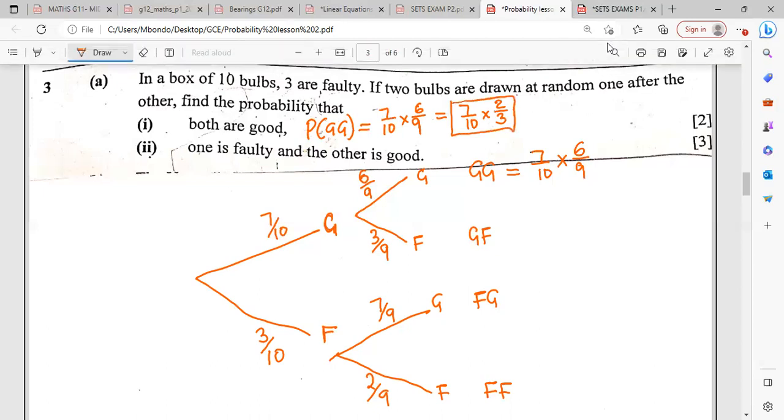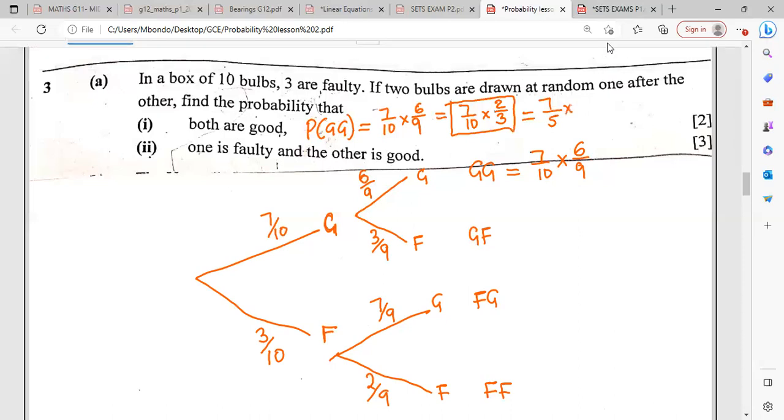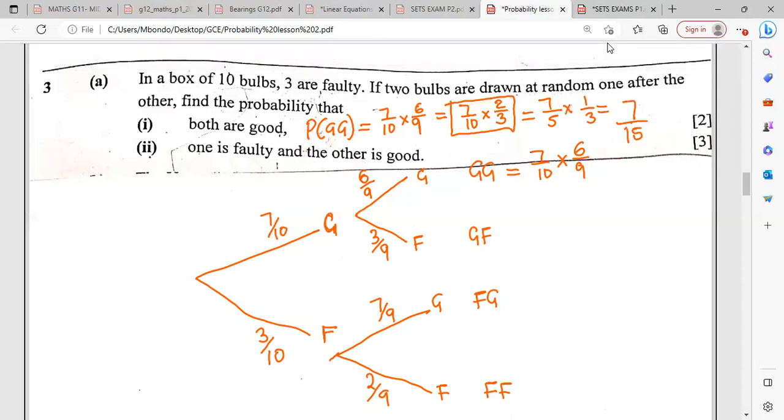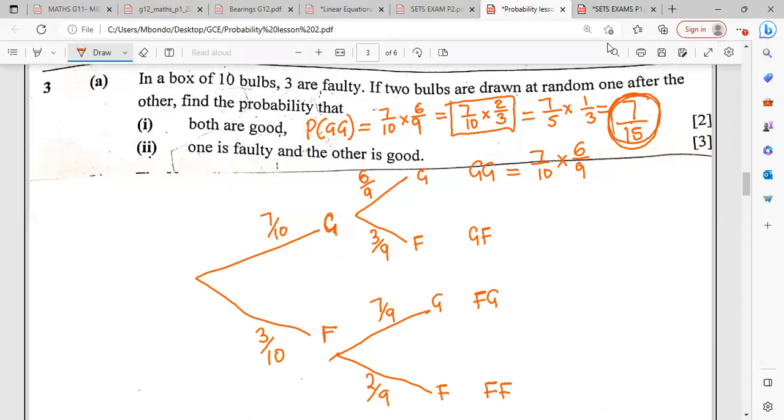From this step, you can go further. Again, you simplify by saying this is going to be 7 over 5, then the other side you've got 1 over 3. I have used the 2 now: 2 into 2 is 1, 2 into 10 is 5. I'm just trying to simplify it for you so that our answer ends up as 7 over 15. That is going to be the final answer for the first question.